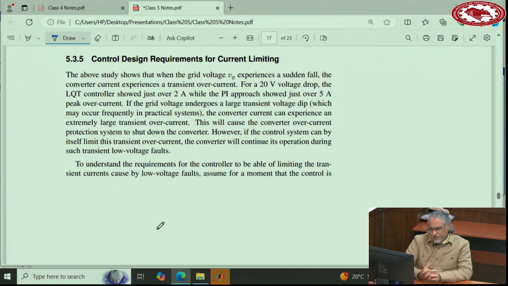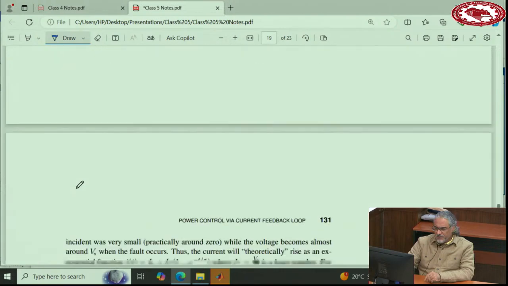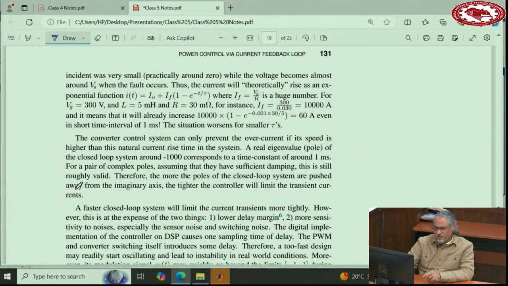Now, current limiting. Let's discuss this a little bit more because it's worth it. Why is current limiting challenging? It's one of the most challenging problems in converter controls. The reason is this. This paragraph here basically explains.